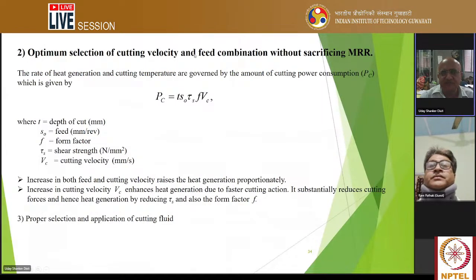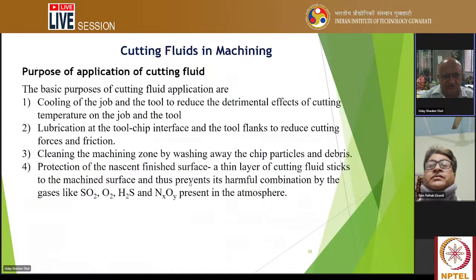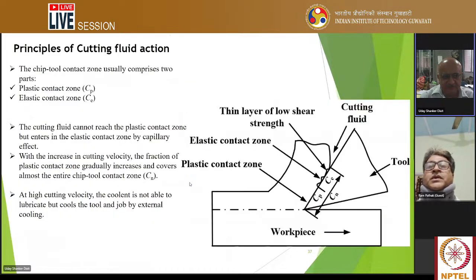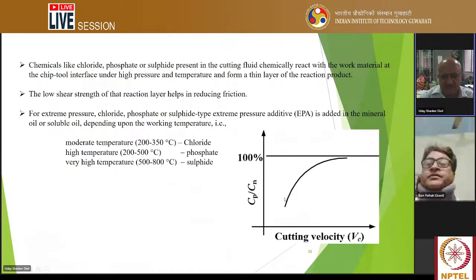Then optimum selection of cutting velocity and feed combination without sacrificing MRR is also very important. Cutting fluids, so that the heat is carried away. Lubrication also; these are the properties of lubricant. And this completes the mechanism of the cutting action.